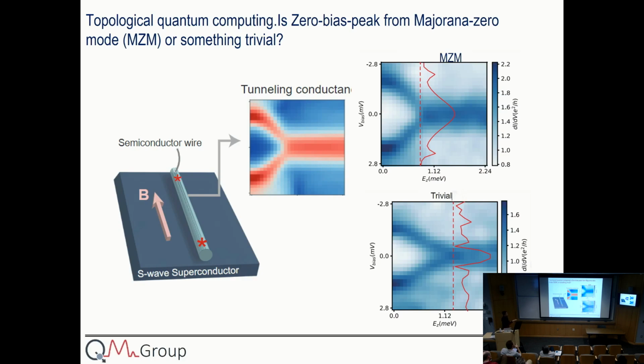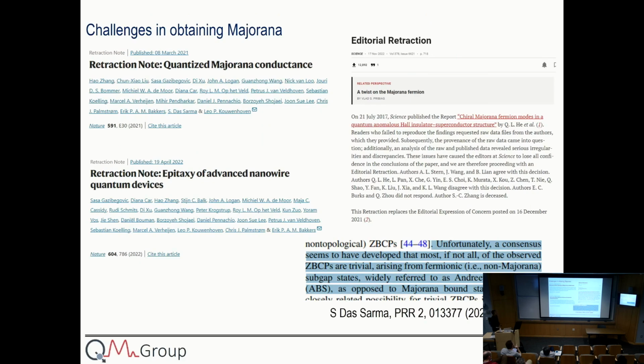If we only look at the spectra, they look very much the same. That's why in the community there have been some heated debates. A few articles have been retracted for different reasons. But there's one comment we can share from a few years ago, from Sankar Das Sarma of Maryland. He mentioned, unfortunately, a consensus seems to have developed that all the observed voltage-biased peaks are trivial. They are not from the Majorana, but from other trivial states. This statement is strong. But what we wanted to do is provide a less human-interfered and less biased approach to either back off this statement or try to prove that it's not the case.